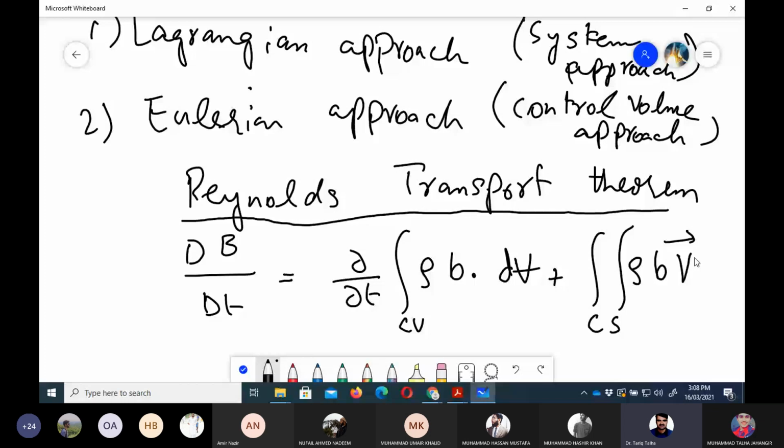Here B is the extensive property, which depends upon the mass of the system, and b is the intensive property, which is independent of the mass of the system, right? So this is the system approach, the left hand side, and the right hand side is the control volume approach.